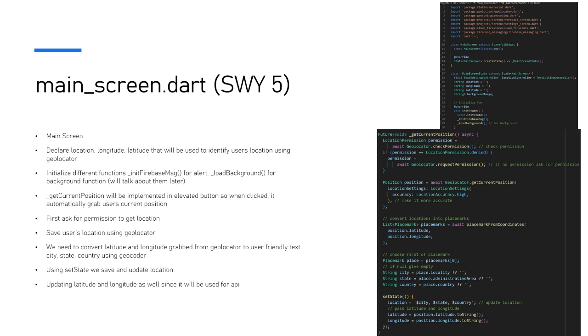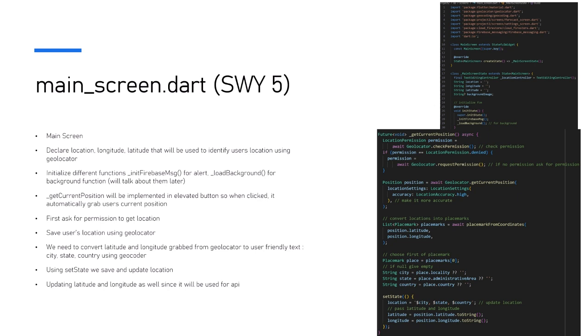main_screen.dart is the code for our main screen. First we declare location, longitude, and latitude that will be used for geolocator. And then we initialize different functions like initFirebaseMessage or loadBackground for future use using initState. The getCurrentPosition function grabs the user's location automatically. What it does is it first asks for the user's permission to get the location. When it does, it will get the user's latitude and longitude to find the user's location.